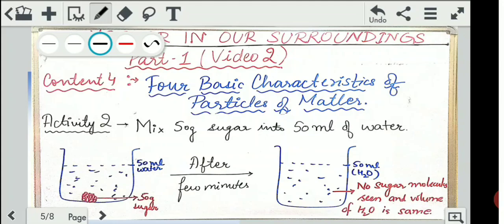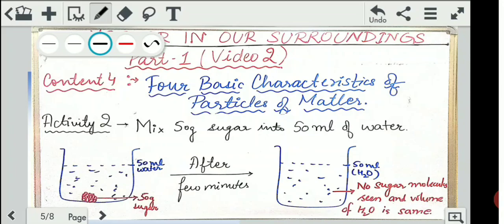So this shows again that mixing has occurred. And what does it mean if mixing has occurred? That means there is space between the water molecules. And why hasn't the volume increased? Because there was already a space between the water particles into which the sugar particles have gone and settled, they did not occupy any other extra space. That is why the volume of the water has not increased.